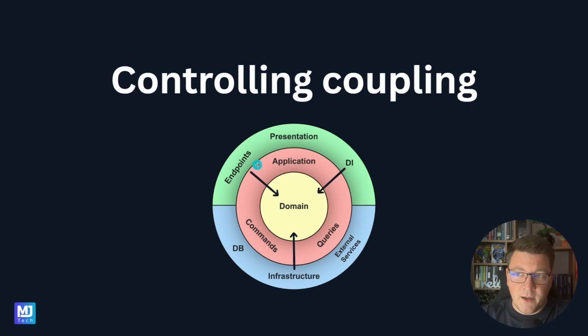So the core idea of clean architecture is this dependency rule, which states that the outer layers are allowed to reference the inner layers, while the inner layers cannot depend on the outer layers. In other words, the dependencies are pointing inwards, represented by these arrows here. So what problem does this solve, and what are the benefits of this approach? Well, we are trying to control coupling.